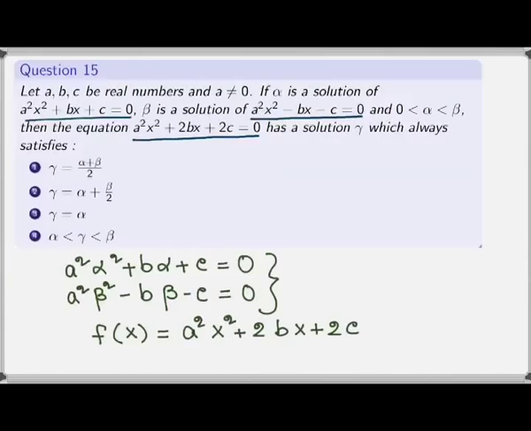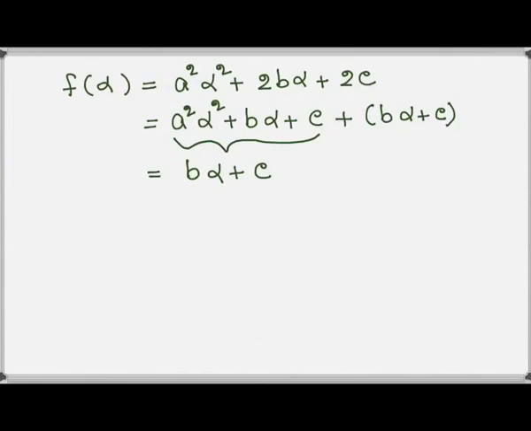And since a square alpha square plus b alpha plus c is equal to 0, from there we can write b alpha plus c is equal to minus a square alpha square, which we substitute here. Since a square alpha square is positive, we get that f of alpha is strictly less than 0.